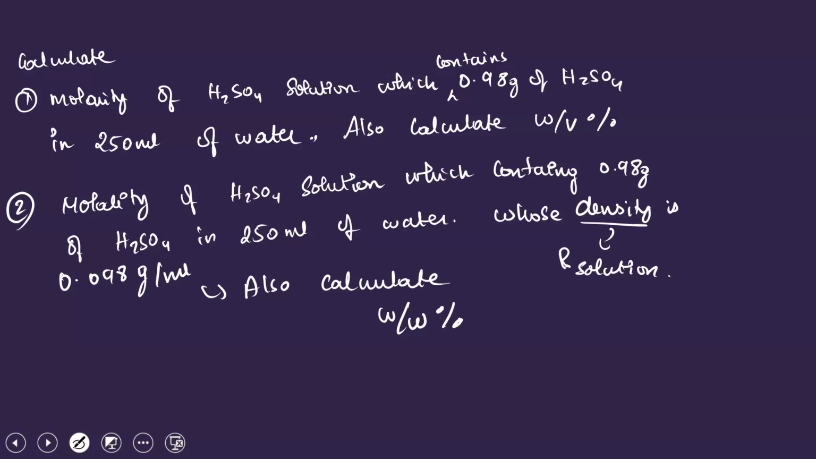Molarity is number of moles of solute divided by volume of solution in liters. You found out the number of moles, right? So that should go to the numerator. Volume of solution should come to the denominator. If it is in ml, in the numerator you will have to multiply it with 1000. That's it.